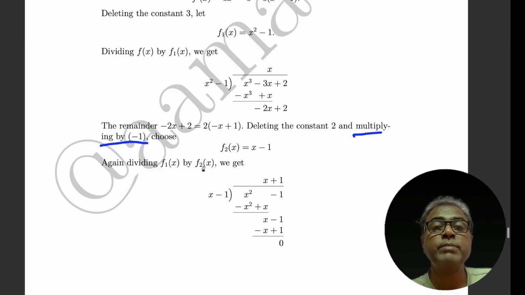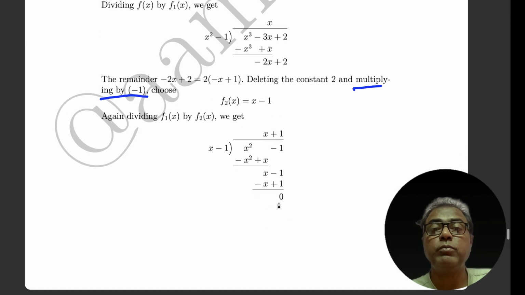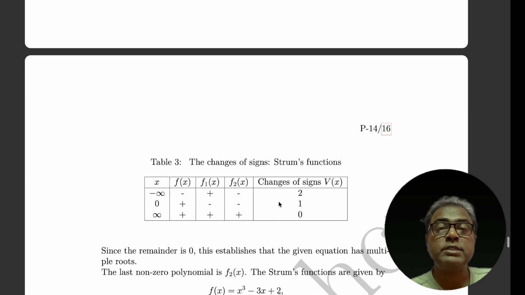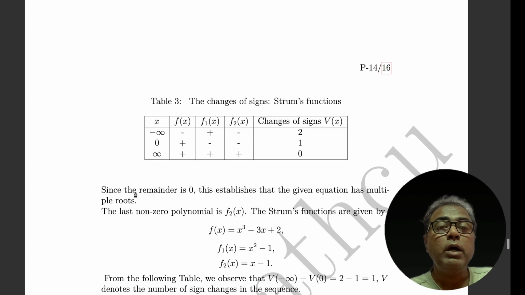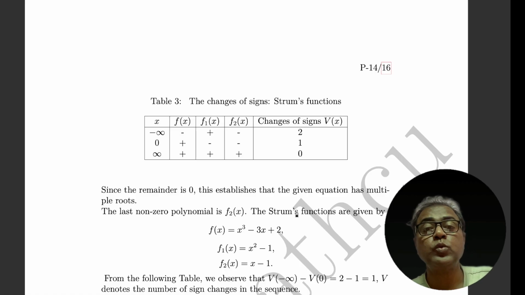Again, dividing f1(x) by f2(x), we get this, and the remainder is 0. This is the very important case. Since the remainder is 0, this establishes that the given equation has multiple roots. We stop here, at the last non-zero polynomial f2(x). So the Sturm's functions are given by f(x) is this, f1(x) is this, f2(x) is this.